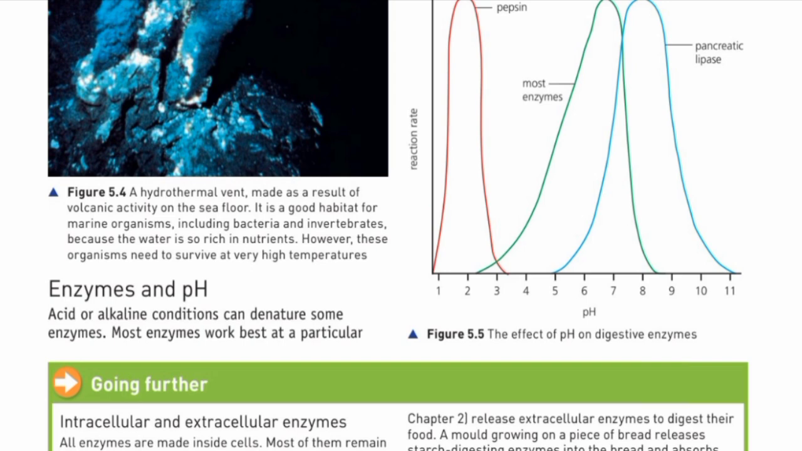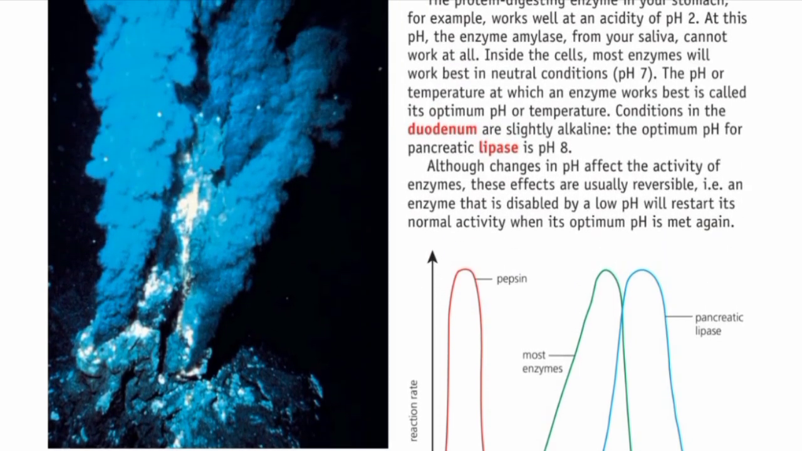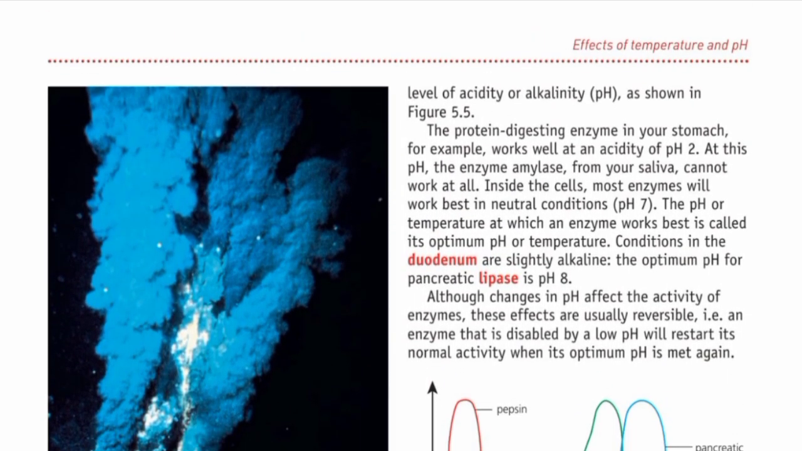Now we discuss the effect of pH on enzyme activity. Just like temperature, pH also affects enzyme activity. Each enzyme works best at a specific pH value. This is known as the optimum pH. Here are some examples of the optimum pH, that is pepsin. Pepsin is the stomach enzyme that works best at pH 2, that is acidic in nature.